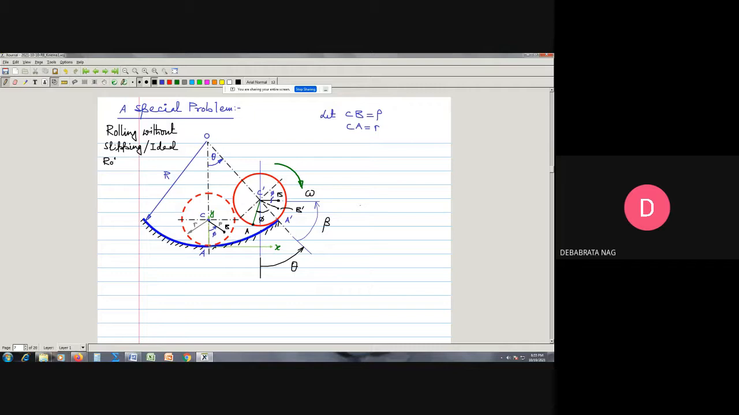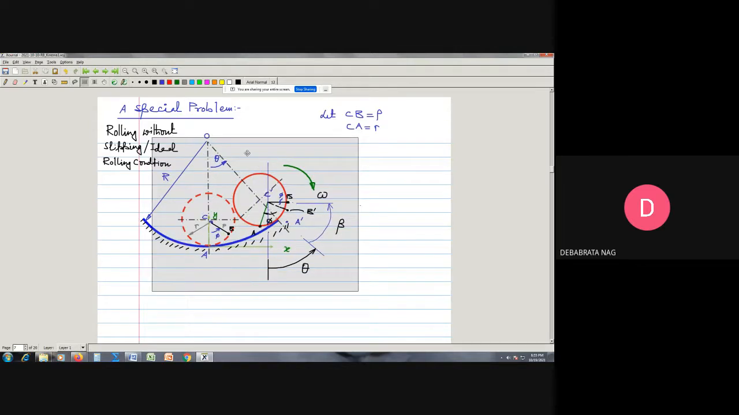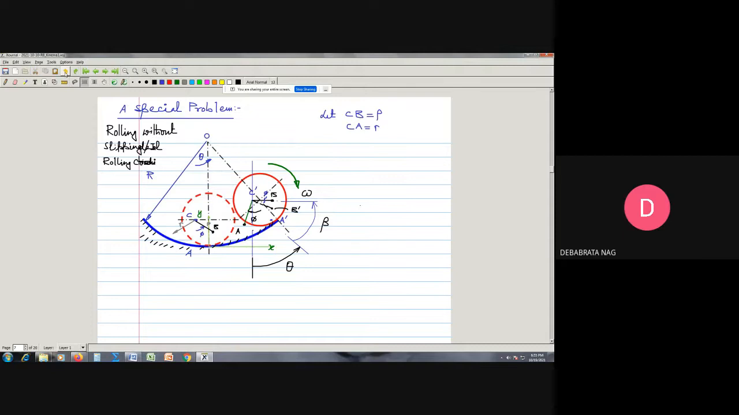Ideal rolling condition. Whenever we have a rolling motion problem, if nothing is mentioned regarding the type of rolling, we will always assume that this rolling is the perfect rolling motion, the ideal rolling problem. So this is the general arrangement of the problem. Let us try to explain what the general arrangement is.